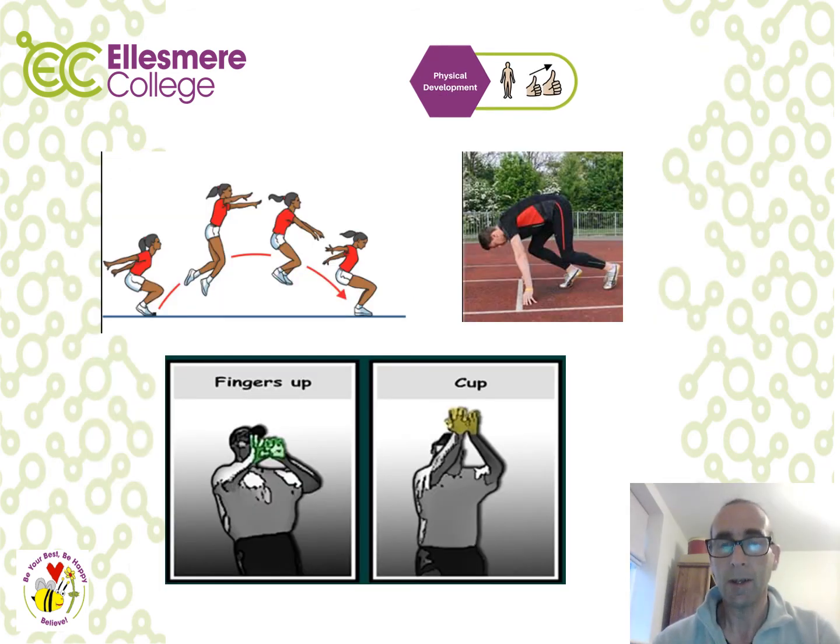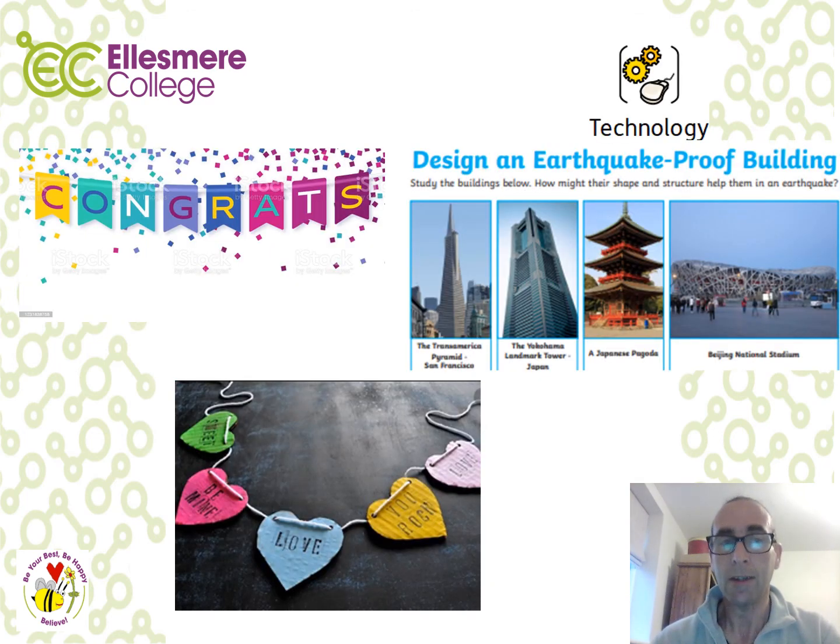In PE, you'll be looking at different jumps. Some of these will be from distance, others will be vertical. You'll then be looking at sprinting and running, and then finally looking at throwing and catching and hitting. In the final technology sessions, you'll be first of all looking at using arts and crafts to develop things like banners and charms. Then you'll be exploring about the technology about earthquake-proof buildings and then designing your own building.